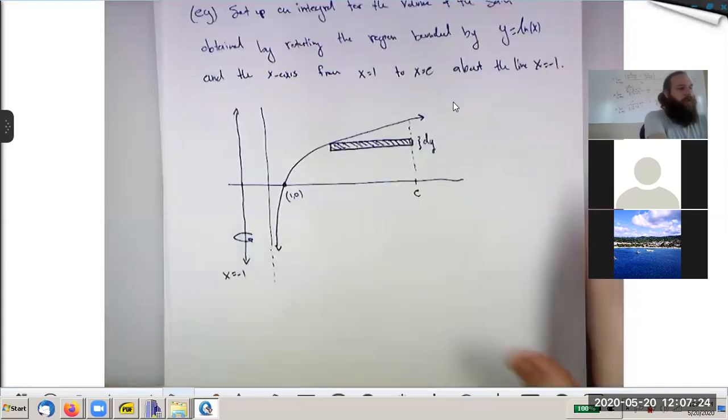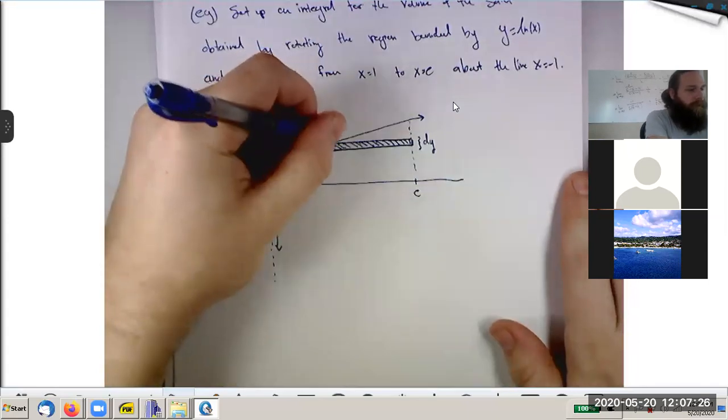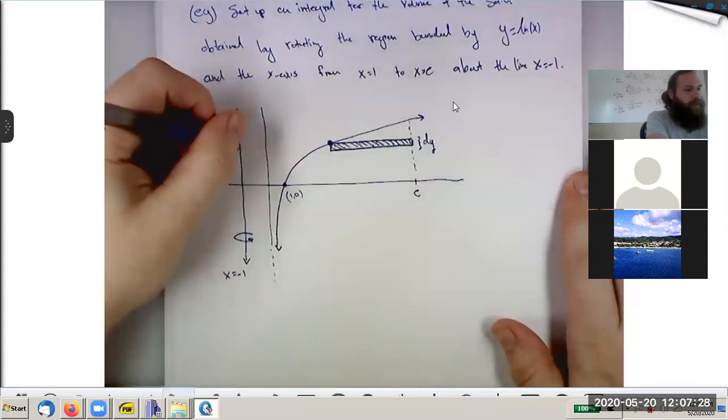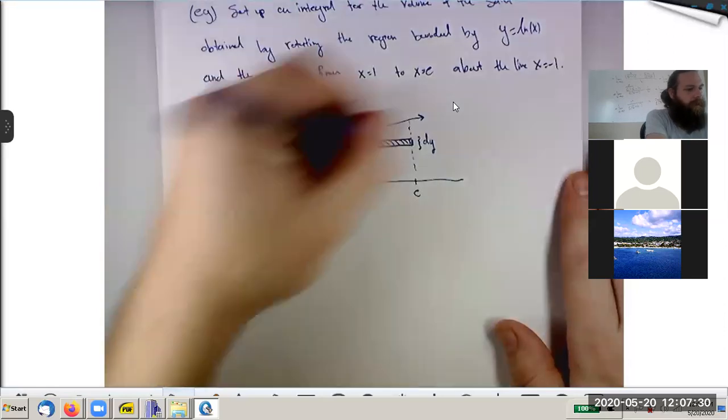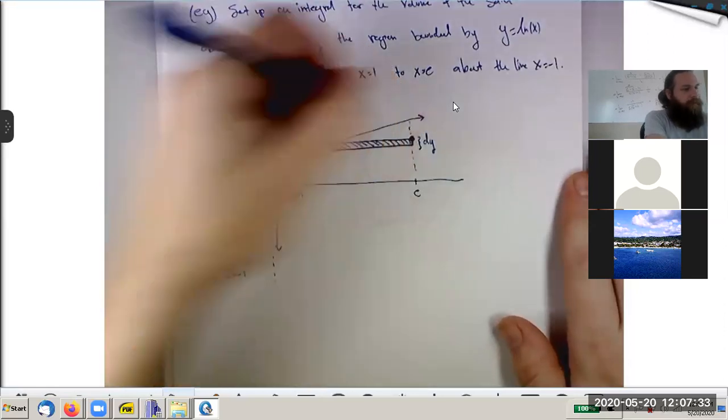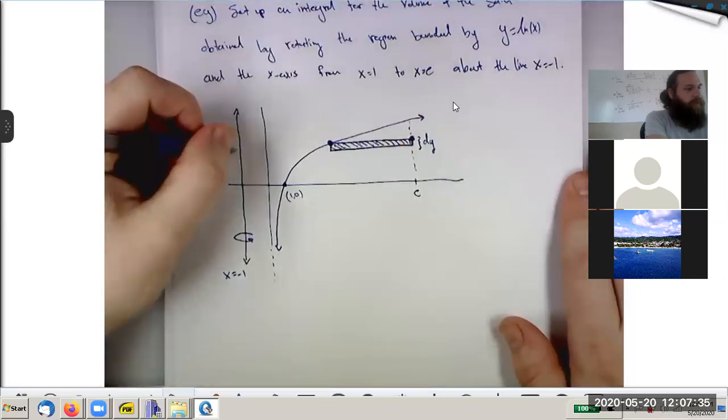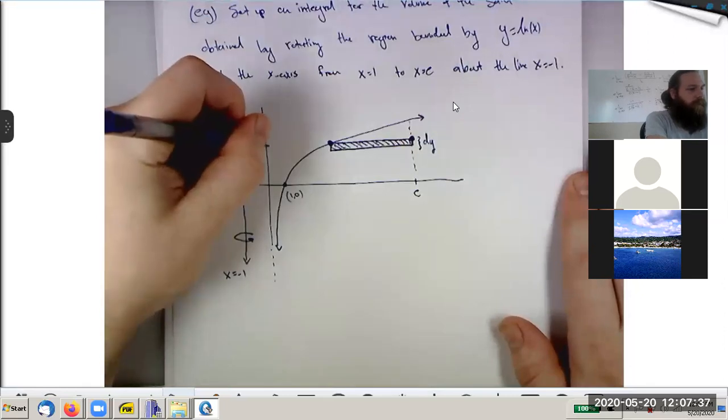The distances I'm going to need are the distance from the nearer end of the strip to the axis of rotation, that will be little r, and the distance from the further end of the strip to the axis of rotation. And we're going to be doing all of this at some generic, now it's a y value rather than an x value.